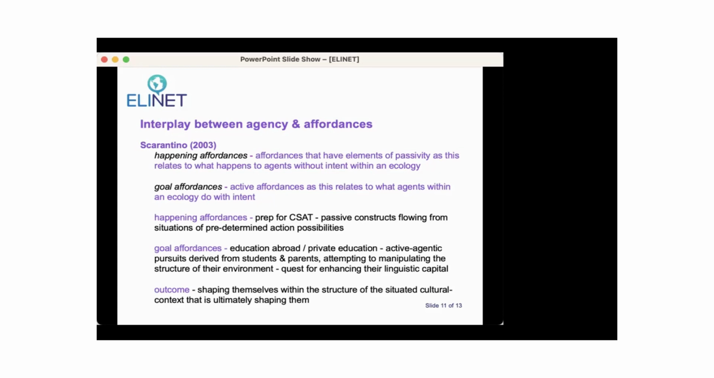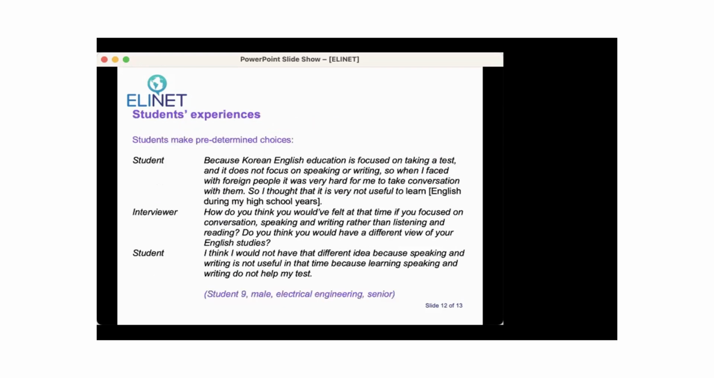So even in the case of goal affordances, it is the prevailing constraints of the culture which pushes parents of students to find alternative education abroad. So in this sense, they are shaping themselves within the structure of the situated cultural context that is ultimately shaping them. And the extract on this slide helps to exemplify a happening affordance.